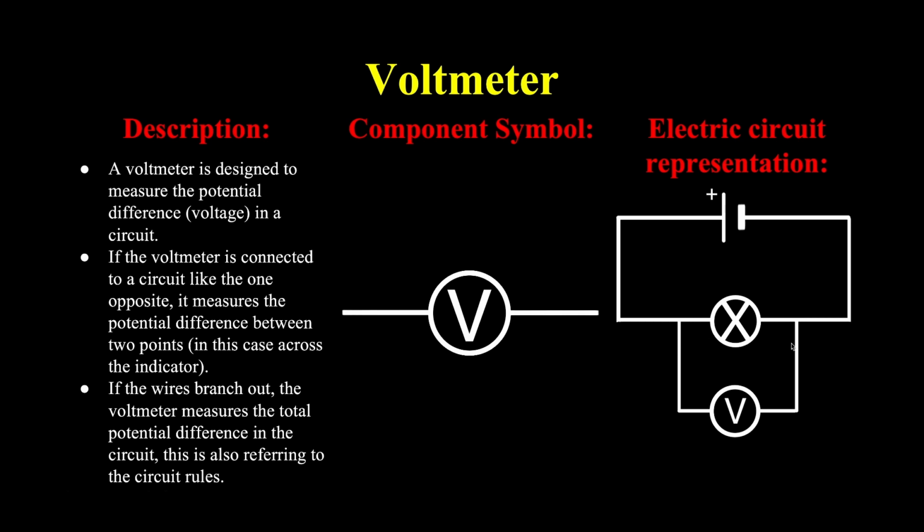If the wires branch out, the voltmeter measures the total potential difference in the circuit. And this is also referring to circuit rules, and we'll look at this in upcoming videos. This is typically how a voltmeter is connected to an electric circuit.